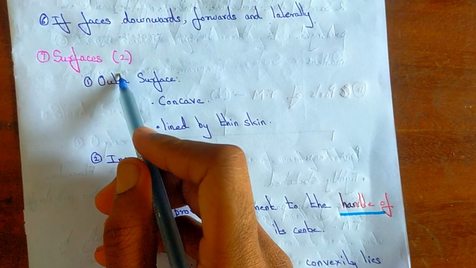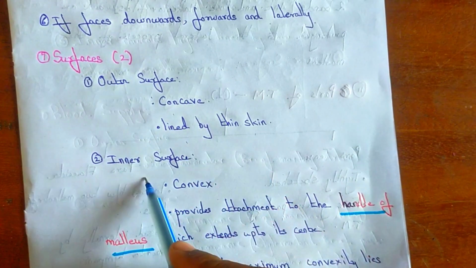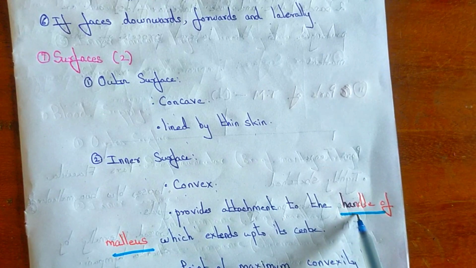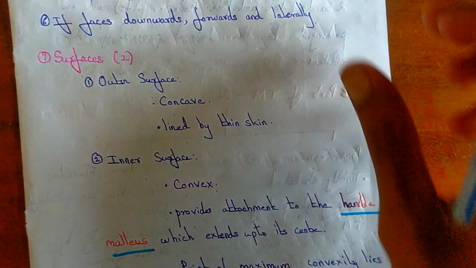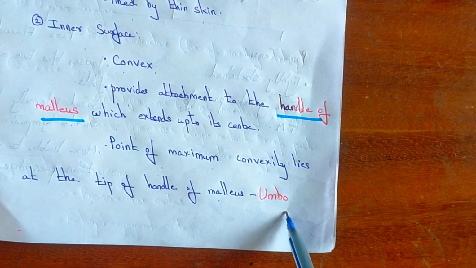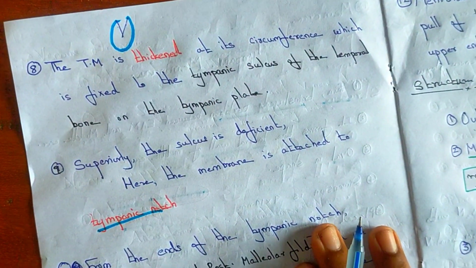It has two surfaces: the outer surface is concave, lined by thin skin. The inner surface is convex and provides attachment to the blunt handle of the malleus, which extends up to the center. The point of maximum convexity lies at the tip of the handle of the malleus, which is in the middle ear, and it's called the umbo, which is important.